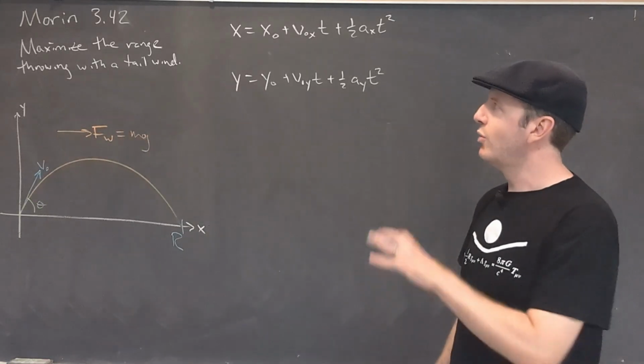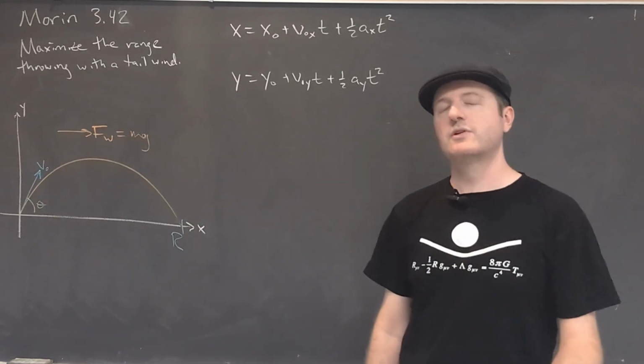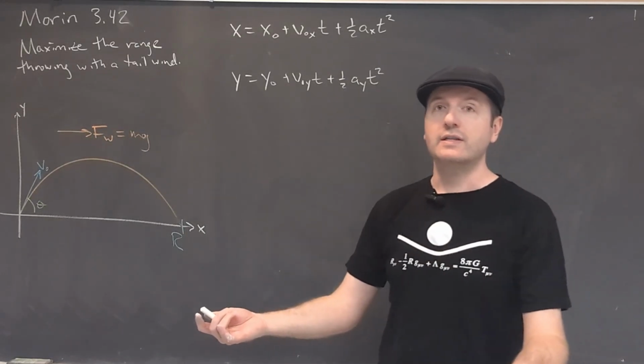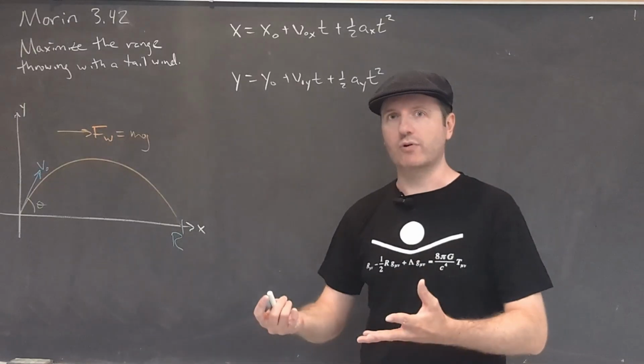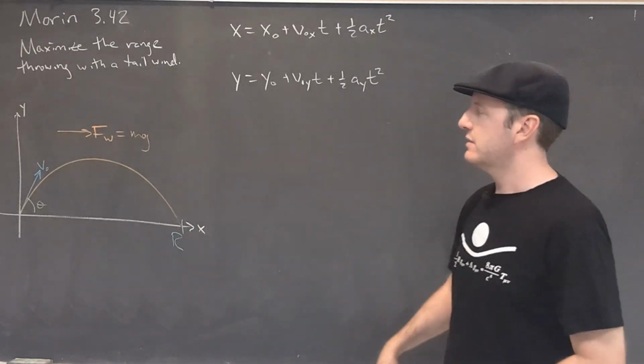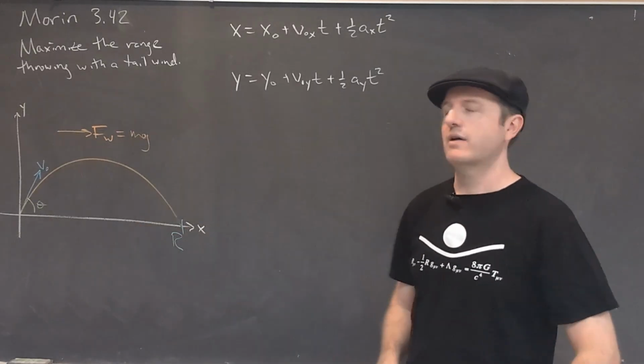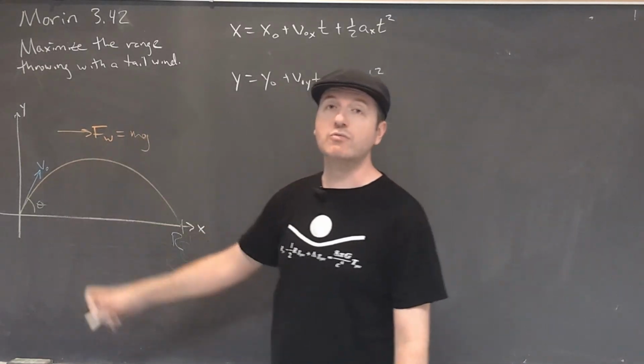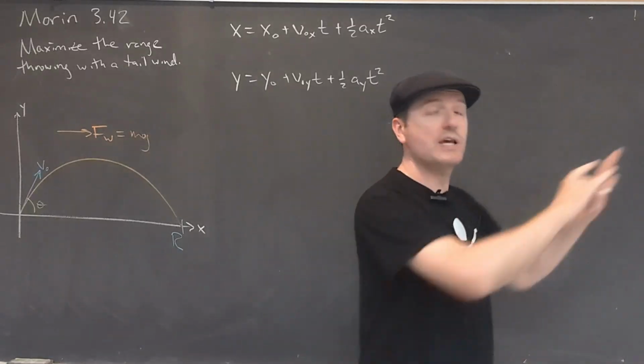Okay, we have another problem from Morin. This one is similar to the one previously, where we're now adding in an extra force, not just gravity, but we're going to add in a wind force. This time, however, let's look at level ground. We're not throwing off of a cliff. And imagine that the wind force blows to the right. So we're now throwing with a tailwind.